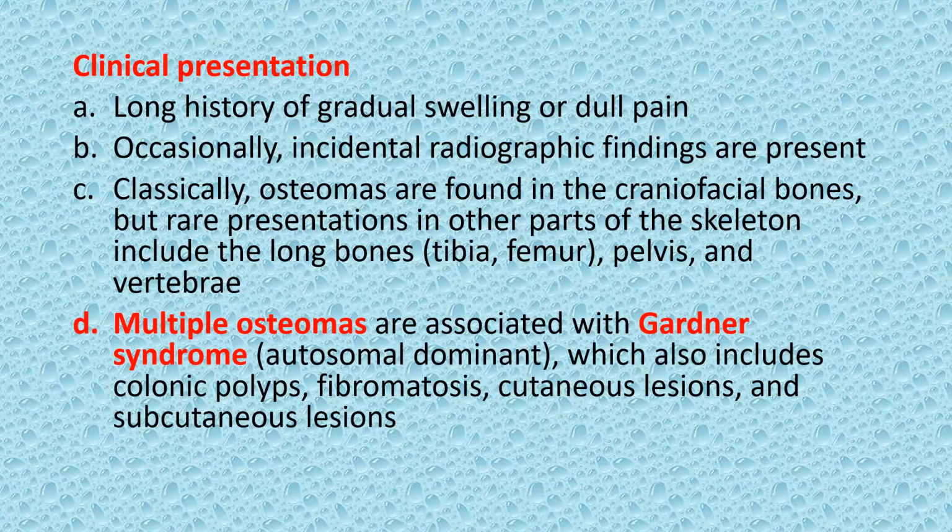Multiple osteomas are associated with Gardner's syndrome. We all should be well acquainted with Gardner's syndrome. It is autosomal dominant, which also includes colonic polyps, fibromatosis, cutaneous lesions, and subcutaneous lesions. Why do we say Gardner's syndrome is important? Because patients who have this have a higher incidence of bone tumors. For instance, osteosarcoma would be one of the cases.